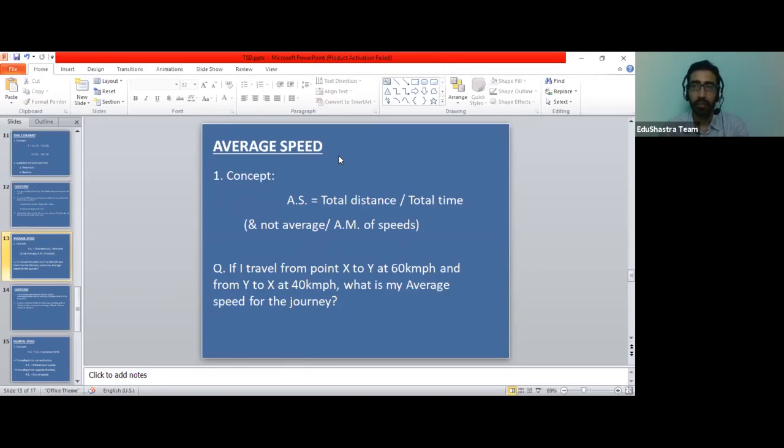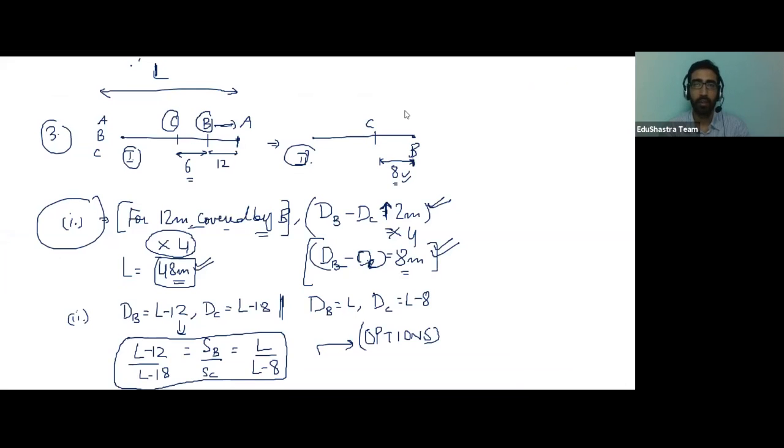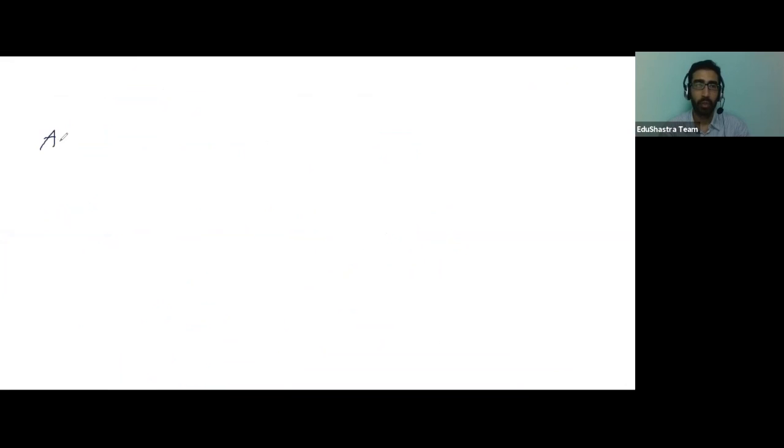And for those who are wondering how, let me briefly talk about how this is 48 and not 50, and also talk a bit about average speed. The best thing about average speed is that in most questions, you can pick numbers. You can assume values for distances. In this question, you've been given a point X and a point Y, and the object is covering the distance from X to Y at 60 km per hour and coming back at 40 km per hour.